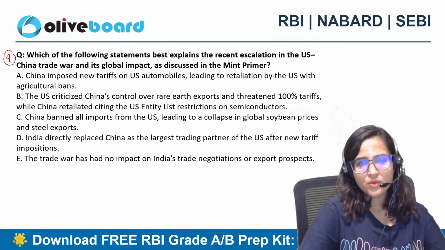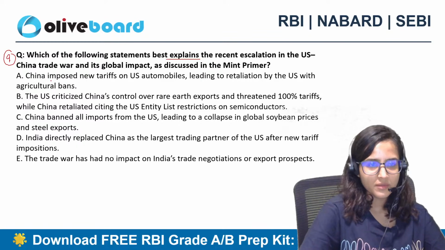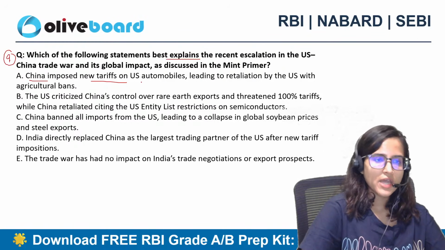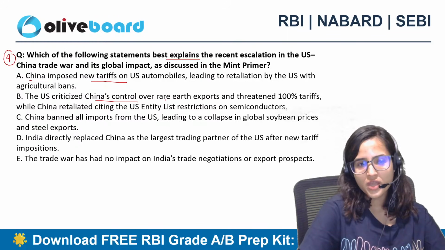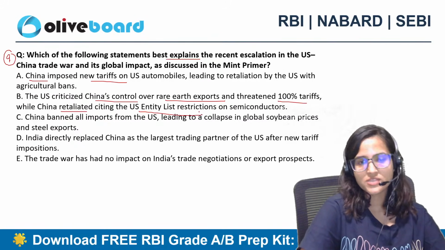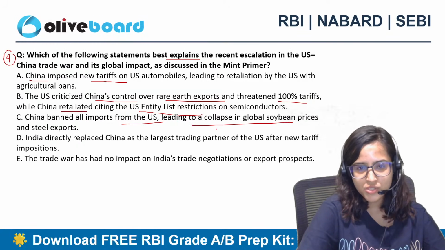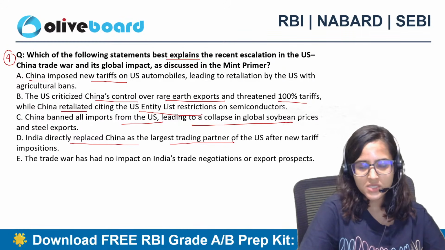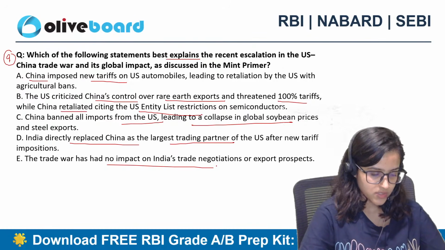Ninth question: which of the following statements best explains recent escalation in US China trade war and its global impact? China imposed new tariffs on US automobiles, leading to retaliation by the US with agricultural bans. B. The US criticized China's control over rare earth exports and threatened 100% tariffs, while China retaliated, citing the US entity list restrictions on semiconductors. China banned all imports from US, leading to a collapse in global soybean prices and steel exports. India directly replaced China as the largest trading partner of US. Trade war has had no impact on India's trade negotiations or export prospects.